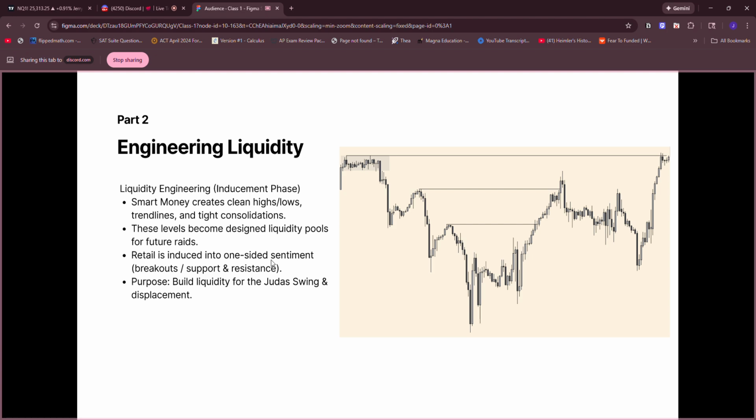So retail is induced to one side: settlement, breakout, support and resistance, right? We have a breakout here, and then they're putting their stop somewhere around this area, and we just say it's this high. And this is just to build more liquidity up.